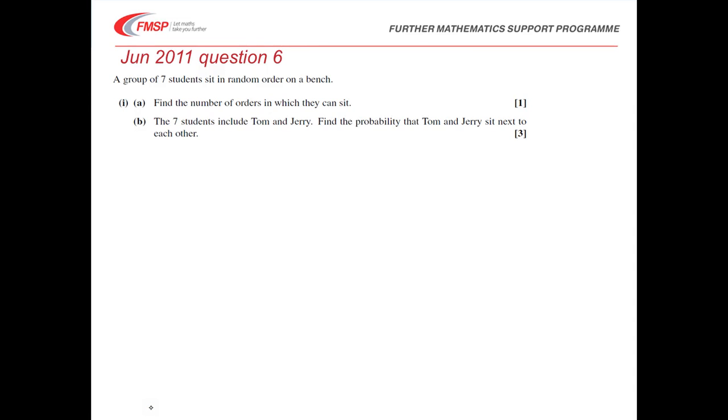And then finally, we've got June 2011 question 6. This is quite a tricky question, which is why I've done it. So we've got a group of 7 students sitting in a random order on a bench. Find the number of orders in which they can sit.